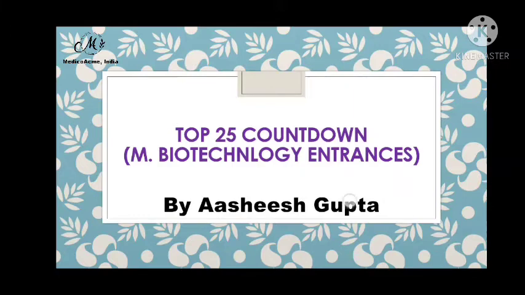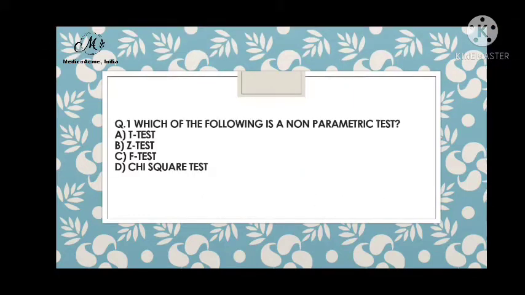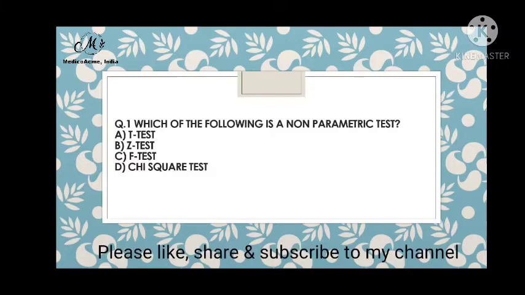First question is, which one of the following is a non-parametric test? This question is from biostat. As I said, biotechnology is a very vast discipline, and biostat and bioinformatics are very important in the entrances related to biotechnology. Option A is T test, B is Z test, C is F test or ANOVA, and D is the chi-square test.